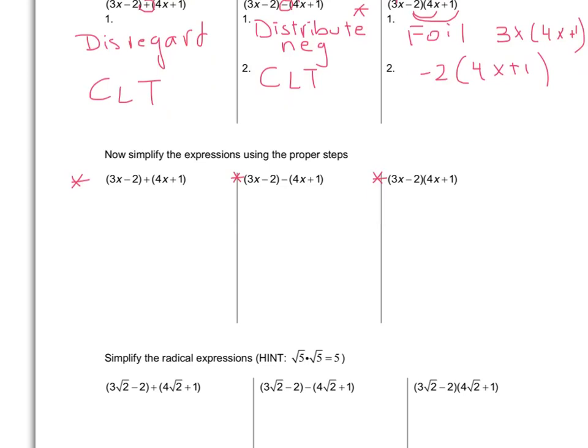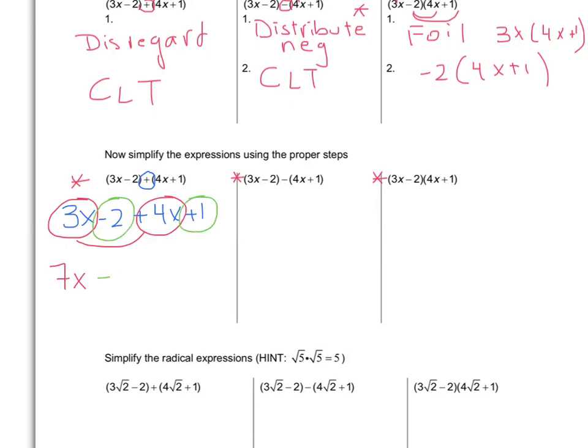Every time you have a plus in the middle, remember, it doesn't really mean anything. The parentheses mean nothing. So you can just rewrite everything with no parentheses, without changing any signs. Now combine like terms. As you can see, 3x and 4x are similar to each other, so you can combine those. 3 plus 4 is 7, so 7x. Now let's combine the others. We have a negative 2 and a plus 1, so negative 2 plus 1 is a negative 1, and that would be your final answer.